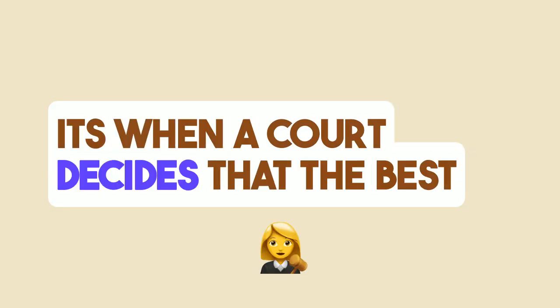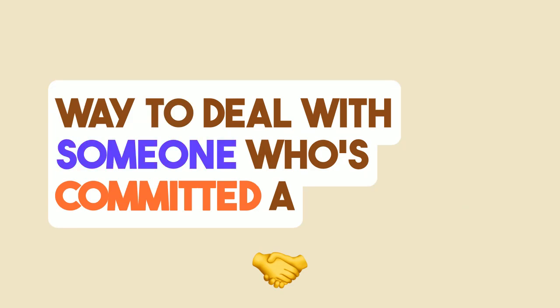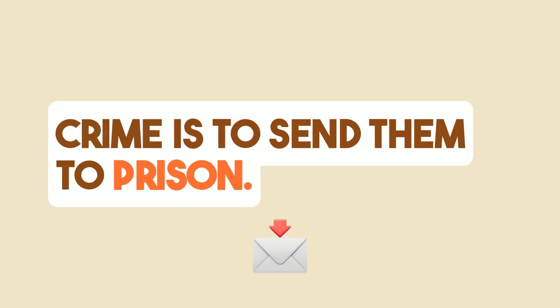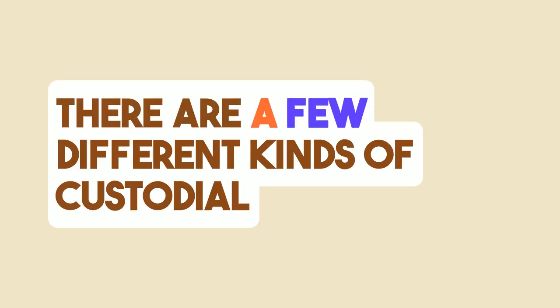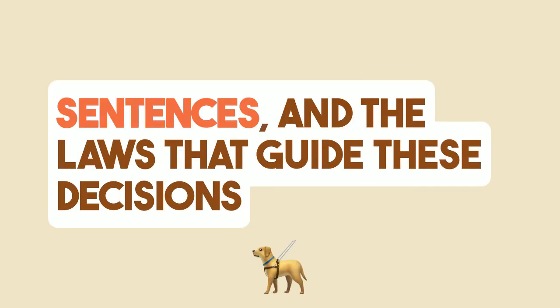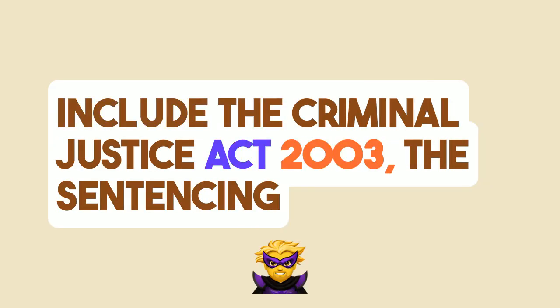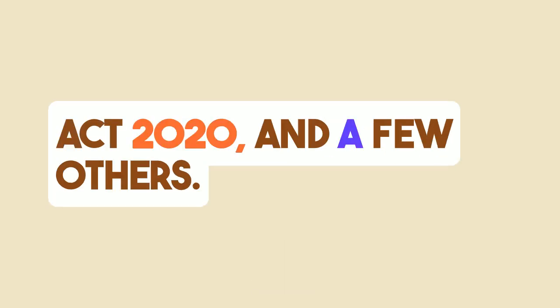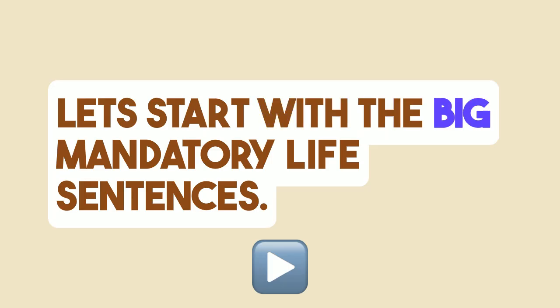It's when a court decides that the best way to deal with someone who's committed a crime is to send them to prison. There are a few different kinds of custodial sentences, and the laws that guide these decisions include the Criminal Justice Act 2003, the Sentencing Act 2020, and a few others. Let's start with the big one: mandatory life sentences.